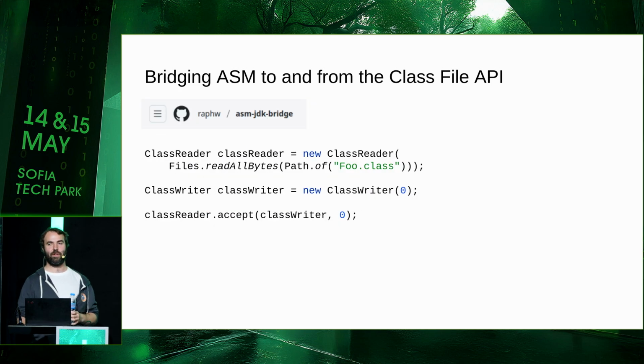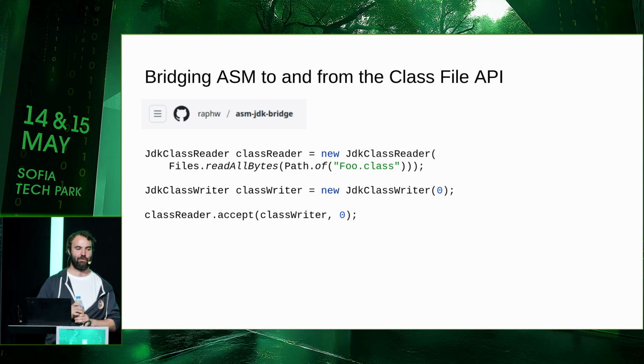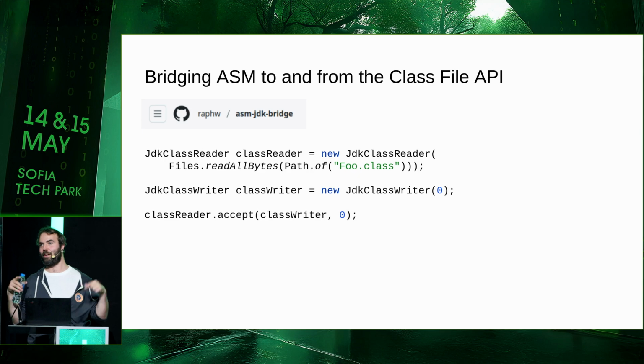So all you have to do, if you have ASM code today and you want to upgrade to the class file API, is that you substitute your class reader with a JDK class reader, and substitute your class writer with your JDK class writer, and this is all built on top of ASM, right? And then the API is identical, it's the same types even, so you can substitute it. So now you let OpenJDK parse the class file, delegate the information on the class file to ASM, have all the processing done in ASM, and then parse it back.